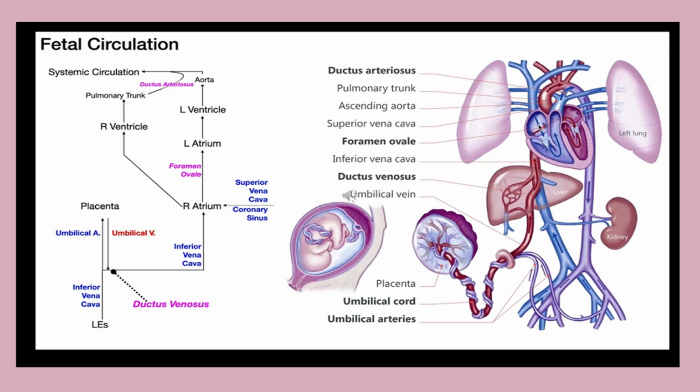Second one is foramen ovale. It is a temporary structure between right atrium and left atrium. Third one is ductus venosus. It is the temporary opening between umbilical vein and inferior vena cava. The last one, fourth one, is hypogastric arteries, which is there in placenta.